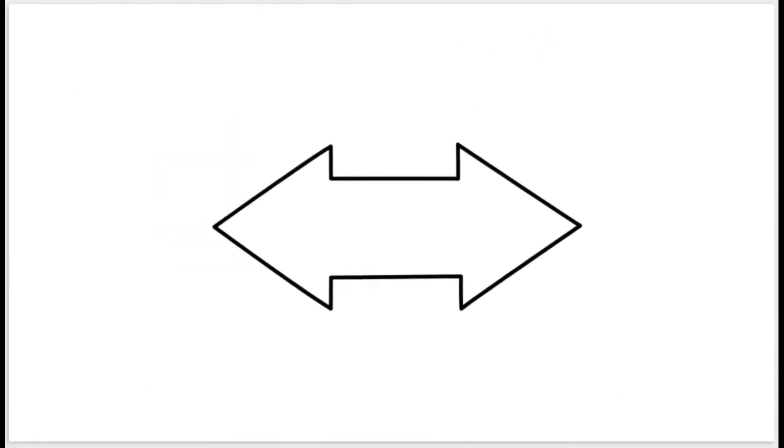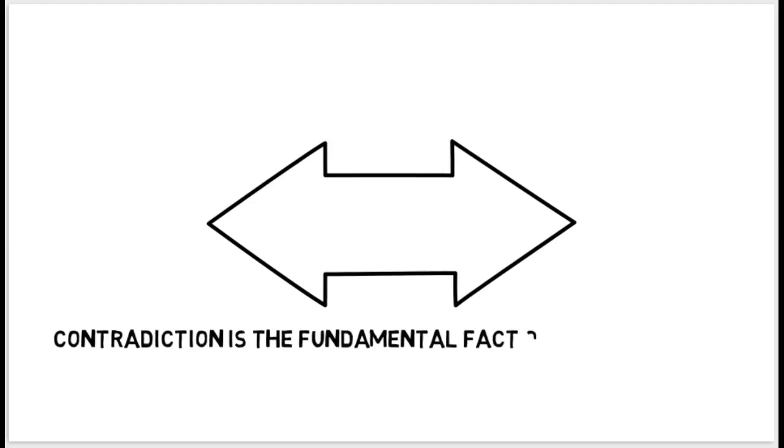The third assumption is that contradiction is the fundamental fact of relational life. Contradictions between opposites are always part of our relationships and will always create tension. Have you ever felt guilty because you're not spending enough time with a close friend? Did this cause tension in your relationship? This is an example of contradiction.